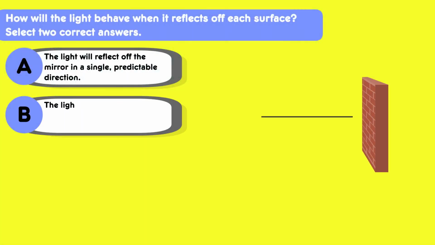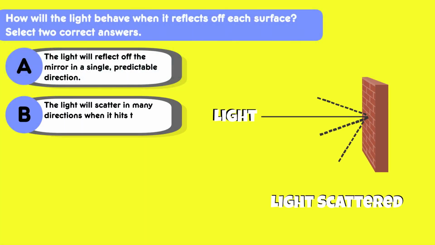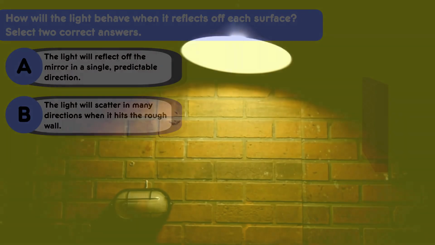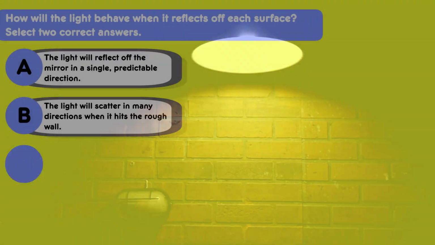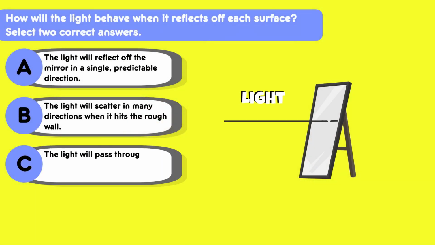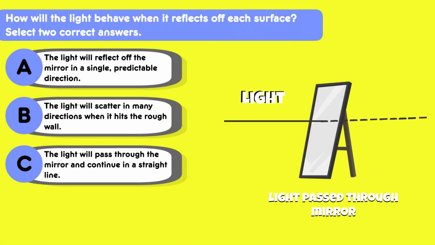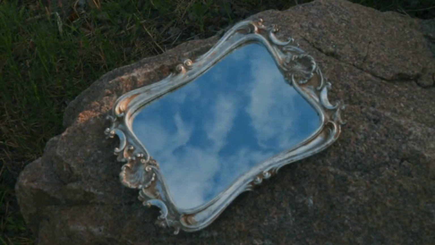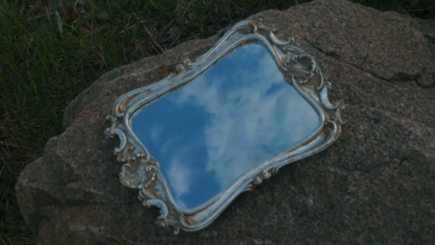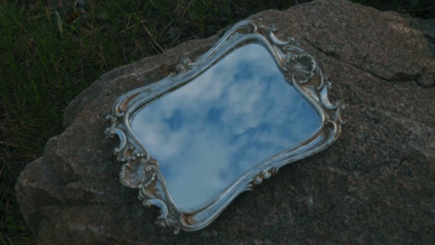Answer choice B. The light will scatter in many directions when it hits a rough wall. Quick tip, think about how rough surfaces interact with light. Does the light scatter or reflect uniformly? Answer choice C. The light will pass through the mirror and continue in a straight line. Quick tip, reflect on the nature of mirrors. Do they allow light to pass through or reflect it?